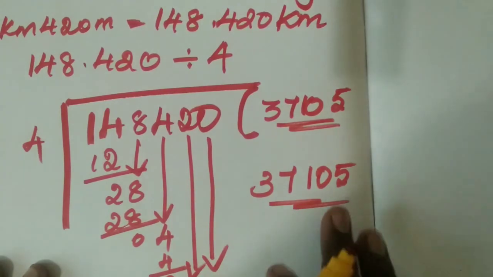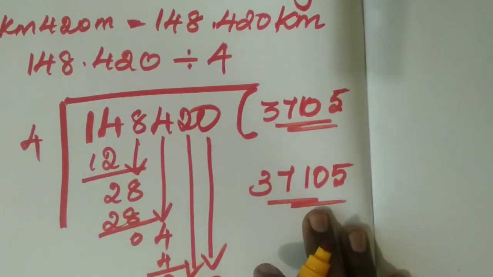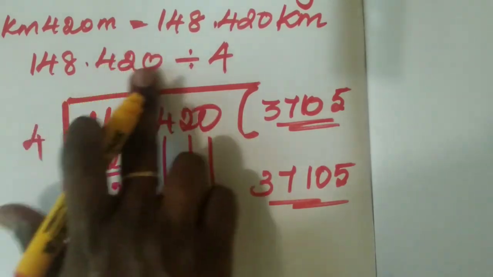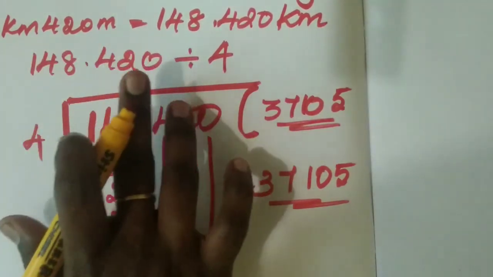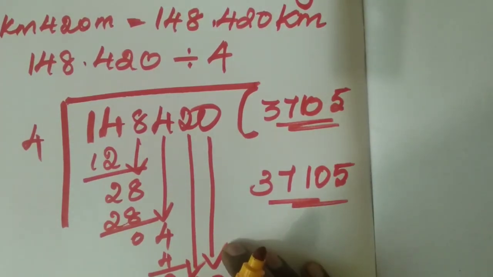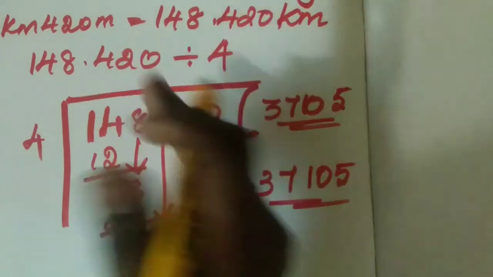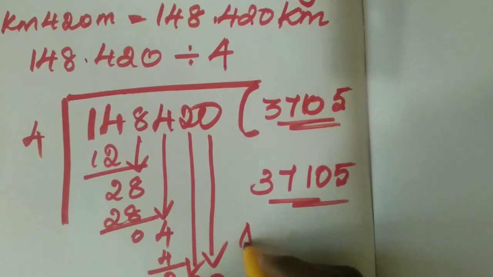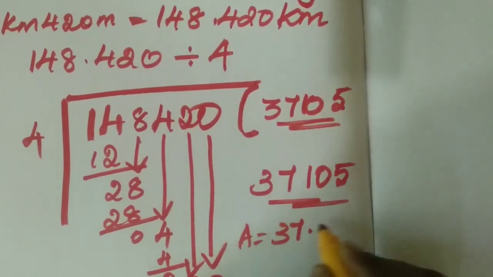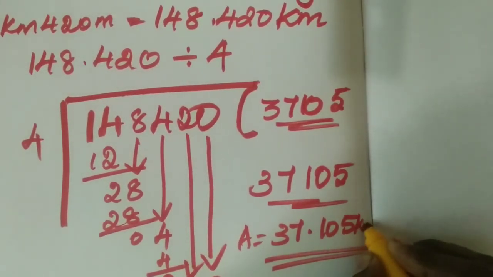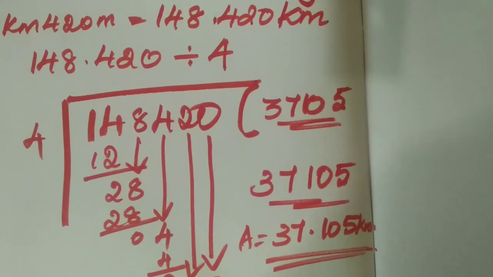Again I am rewriting this answer here. Now we want to keep the decimal. In our question, after the decimal point how many digits are there? 3 digits. So in the answer also there should be 3 numbers after the decimal point. Count from your right to left, and after the 3 digits, keep the decimal point. So the answer is 37.105 kilometer. The unit is kilometer. Are you clear, guys?